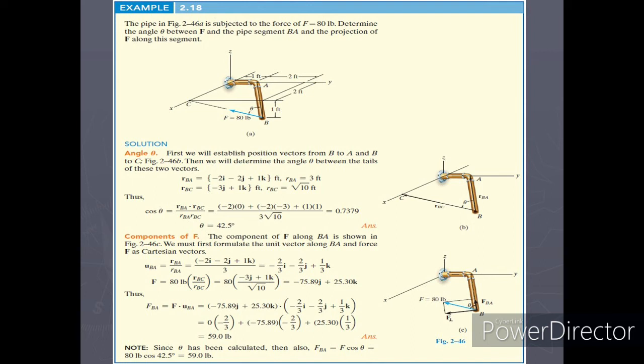In this case, we have only one force. But from the geometry of the problem, we can get the position vectors BC and BA. Am I right? So we have only one force, but we can get position vectors BC and BA, and then we can find the angle between them using this one. Are you following? So the first thing we should do is to get the position vectors BA and BC, and then get the angle between them. Is that clear? And that we can do by determining the coordinates of points A, B, and C, isn't it?